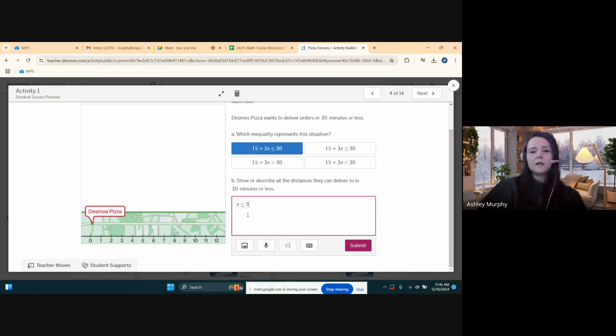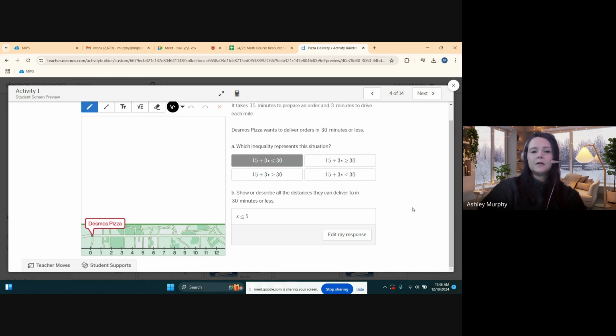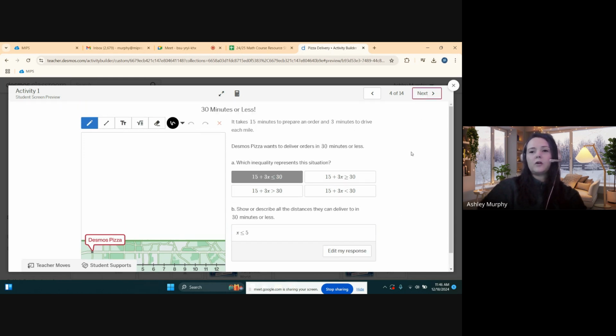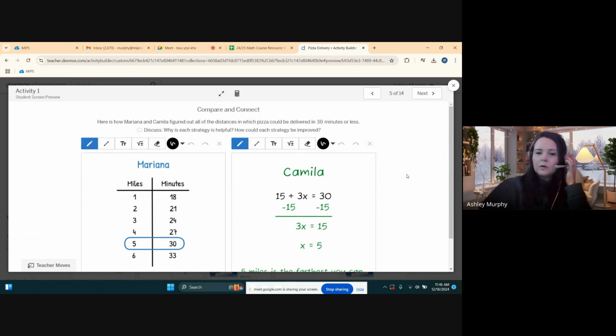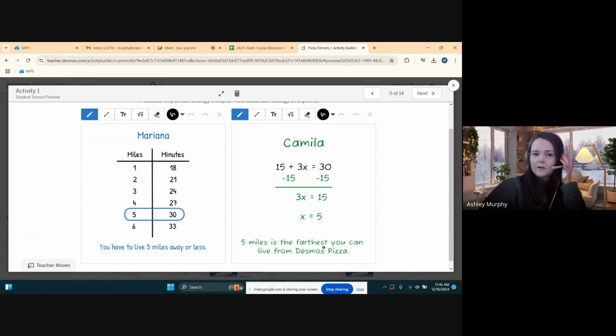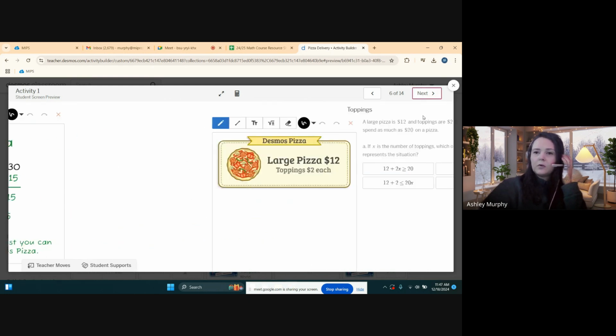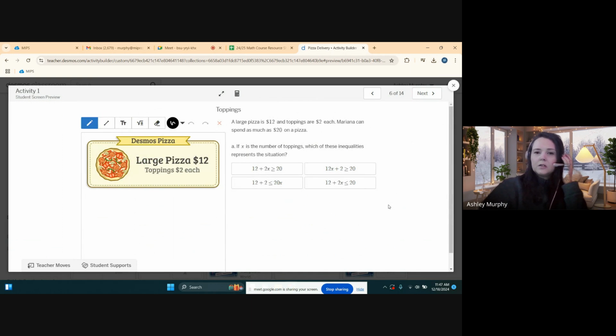But otherwise, if you live too far away, then it would take too long to get the pizza to you and it would be cold. So that's exactly what we just did here. We subtracted 15 on both sides, and then we divided by 3. We got 5. This other student chose to look at a table of values and chose the one that maxed out at 30. Same answer both ways. Okay, let's talk about it again this time.